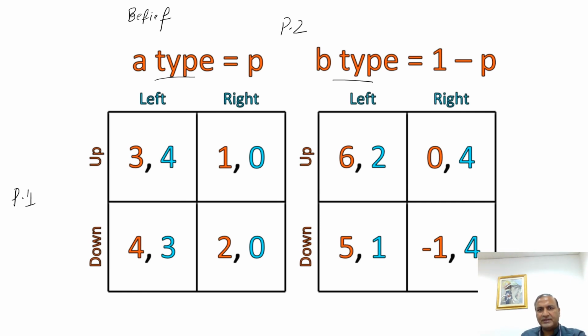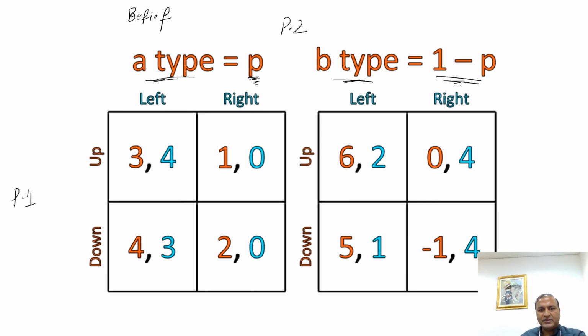So my knowledge as player 2 is that the probability is P for type A player 1, and the probability for type B player 1 is 1 minus P. So this is my belief. This is my knowledge that there is a probability distribution over the types of player 1. With probability P, the type of player 1 is A, and with probability 1 minus P, the type of player 1 is B. This is called common belief.